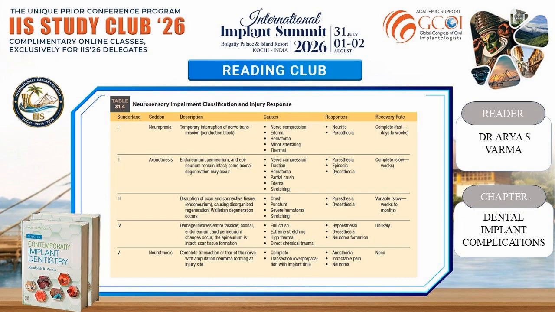Grade 5 Sunderland classification, neurotmesis in Seddon classification. Description: complete transection or tear of the nerve with amputation neuroma forming at injury site. Causes: complete transection and overpreparation with implant drill. Response: anesthesia, intractable pain, neuroma. Recovery rate is none.